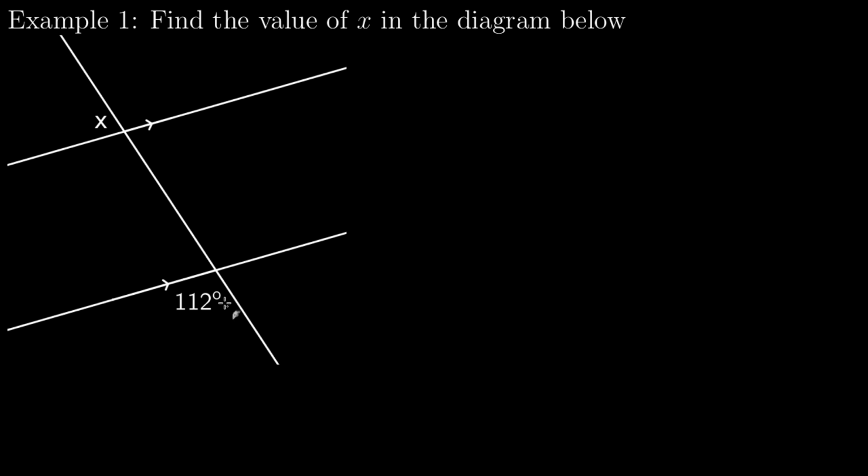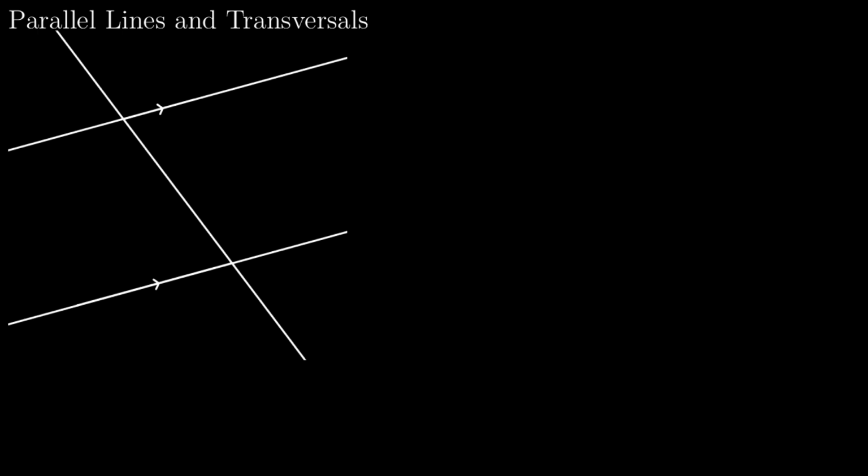You can clearly see that this angle down here is obtuse. This angle up here is acute. So they're not the same, but this is what we're going to be learning about. So, what are parallel lines and transversals?